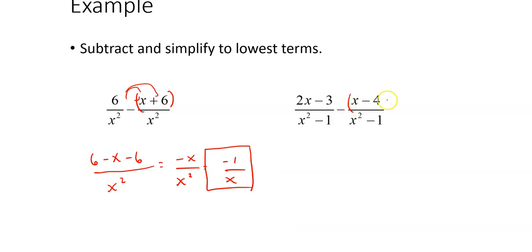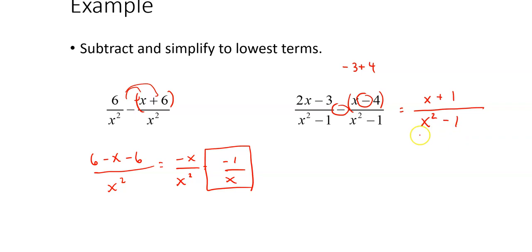All right, again, same deal over here. So I can see my common denominator is already set up for me. It's already x squared minus 1. So I get a 2x minus x. 2x minus x is x. That's the easy one to see. The second thing you're going to get is negative 3 minus a negative 4. Negative 3 minus a negative 4 is plus 1.